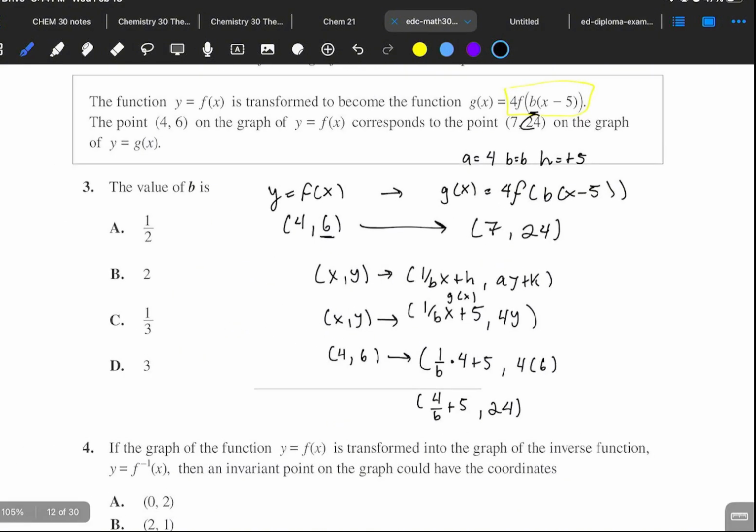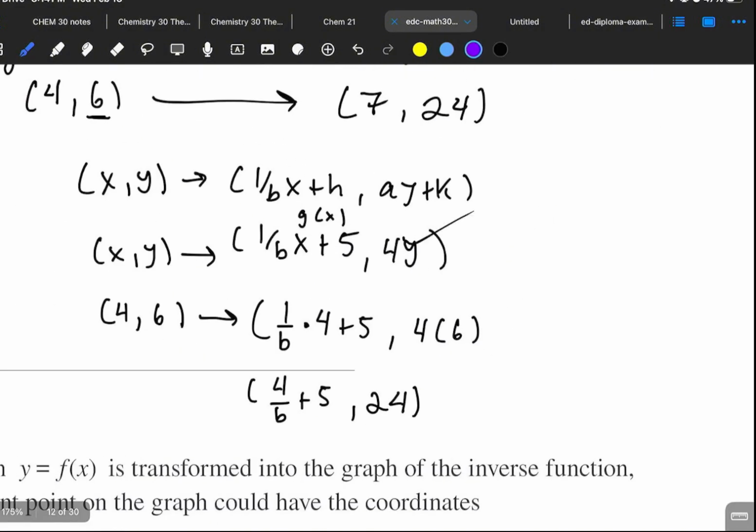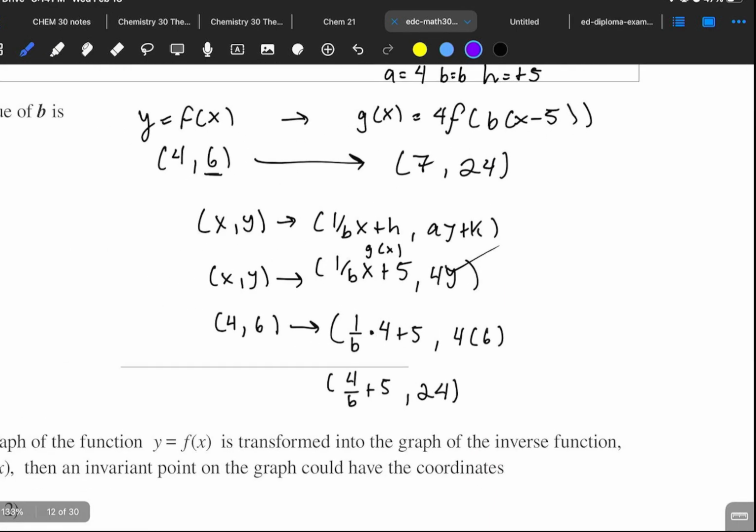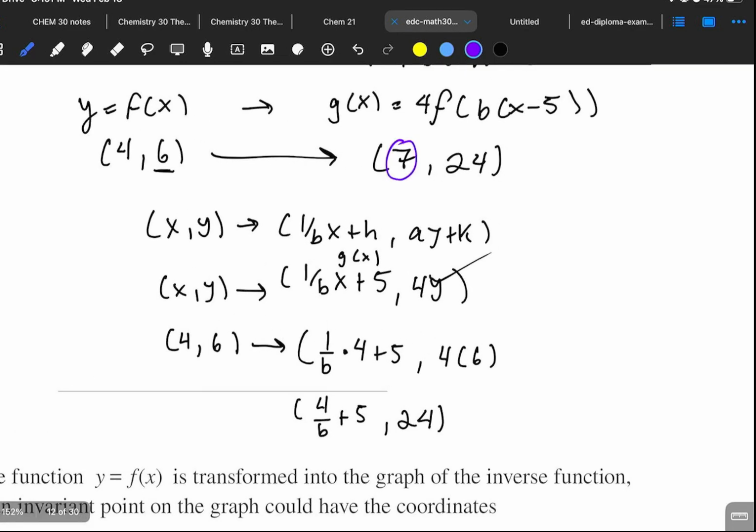So our y value is correct, so we know that we did this part of the transformation or the mapping notation correct. And now we're left with 4 over b plus 5. We want 4 over b plus 5 to equal 7. So that's all we have to do. We just set 4 over b plus 5 equal to 7.